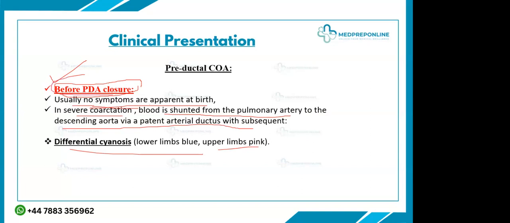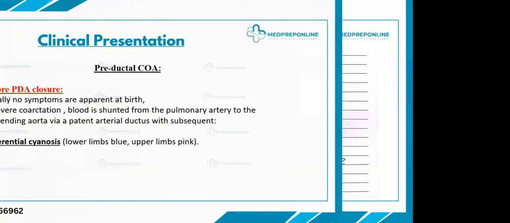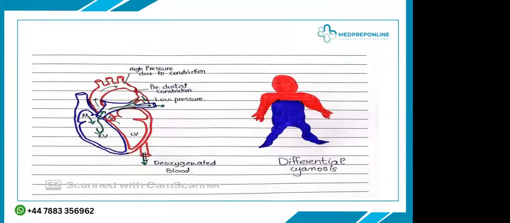The PDA is open, so it's going to shunt the blood from the pulmonary artery to the descending aorta via the PDA. How? Let me show you. Here, this is the preductal constriction, and this is the ductus arteriosus connection. This is just before the ductus arteriosus, so this is the preductal constriction. So what is going to happen? The aorta just before the ductal constriction is going to have a very high blood pressure because there is the constriction. So all the pressure is going to build up here.